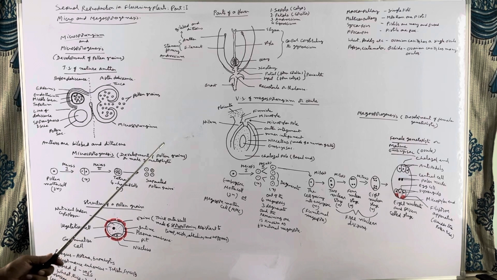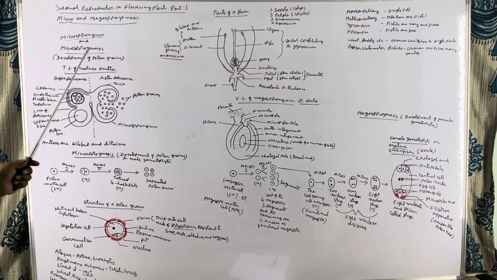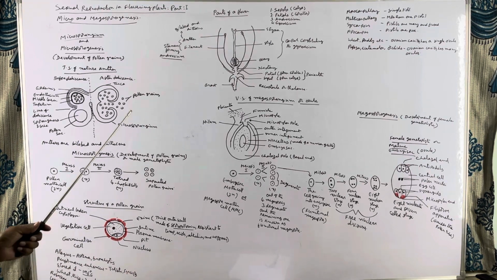Now let us take up the formation of pollen grains. Formation of pollen grains is known as microsporogenesis. This is the figure of a mature anther. A mature anther, I have told you, is a bilobed structure having 4 theca. This is 1 theca, the second one, third one, fourth one.